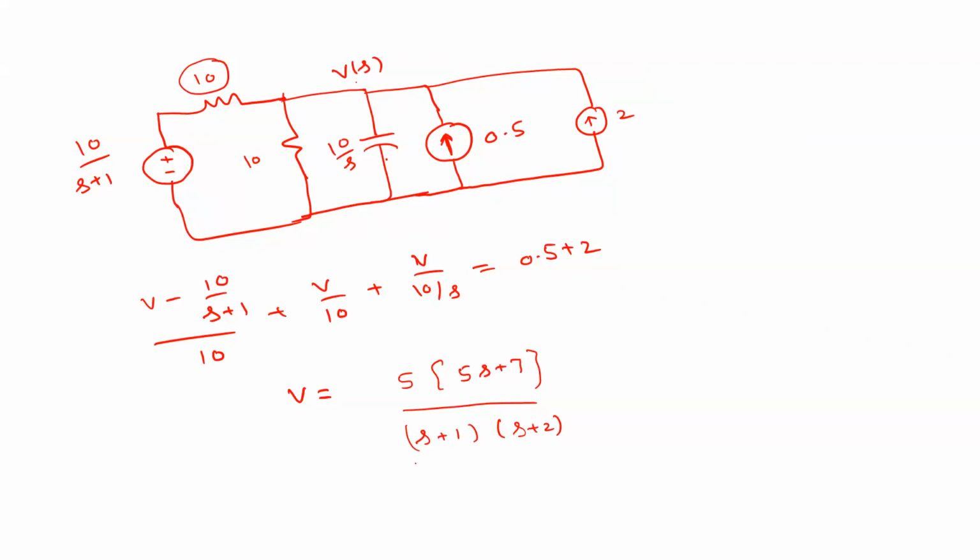So what we have to do? This can be written as A by S plus 1, plus B by S plus 2. So find out the value of A and B. How to find A value? Substitute S equal to minus 1. If you substitute S equal to minus 1, 5 into minus 5, 2, 10. So A is 10.